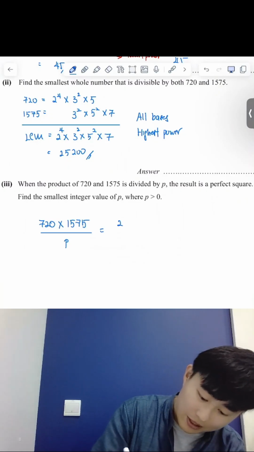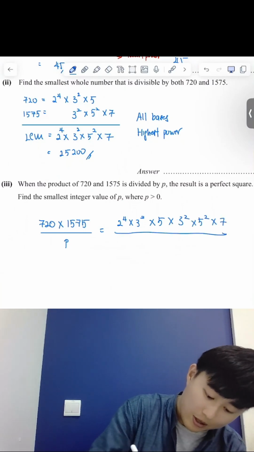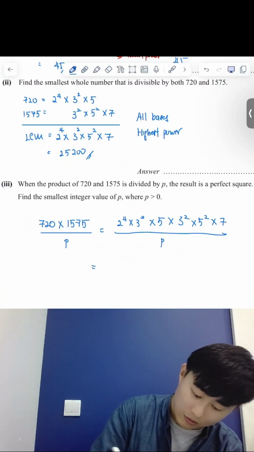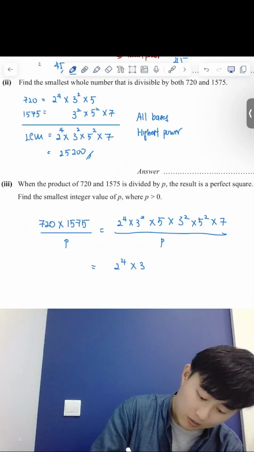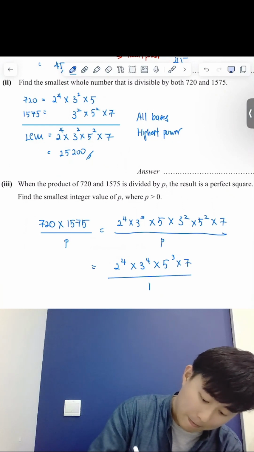I'm going to multiply everything first. 2 to the power of 4 times 3 to the power of 2 times 5. Then 3 to the power of 2 times 5 to the power of 2 times 7 over p. I'm going to simplify this first. So that's going to be 2 to the power of 4 times 3 to the power of 4 times this over p.